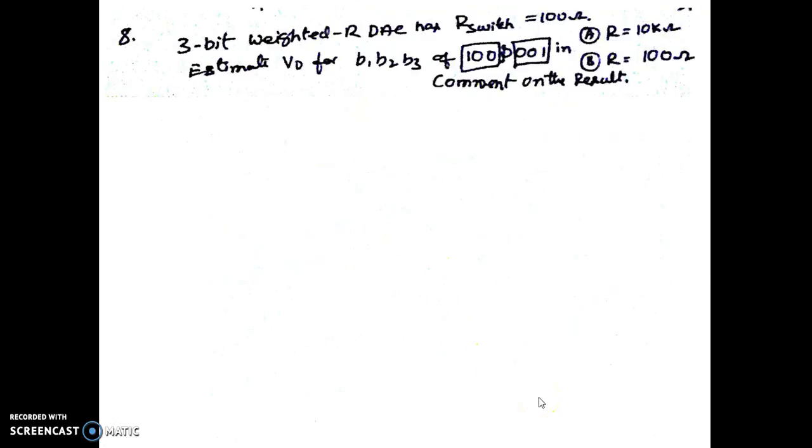Now let us try to find out, in a 3-bit weighted resistor DAC, if the resistance of the switch is 100 ohm, we are asked to estimate the value of V0 when B1, B2, B3 is 100 and 001. We have been asked to take the value of R of that weighted resistor DAC as 10 kilo ohms in one case, and in the second case to take the value of RF as 100 ohms. Here also we need to be very careful. The value of R is given as 10 kilo ohms.